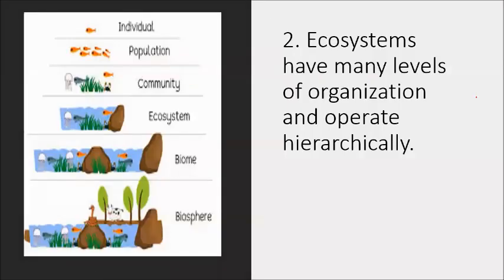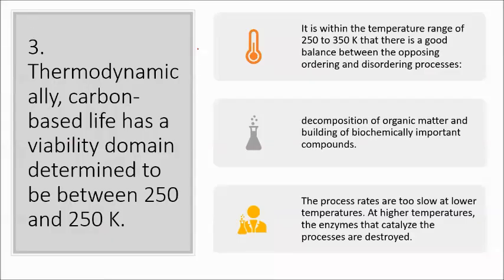Okay, so ecosystems have many levels of organization and operate hierarchically. So there are many levels of organization and they operate hierarchically. Okay, so next, thermodynamically, carbon-based life has a viability domain determined to be between 250 and 350 Kelvin, where there is a good balance between the opposing ordering and disordering processes.